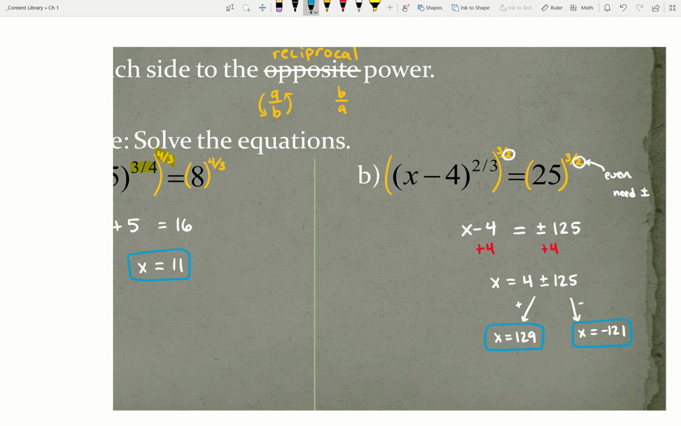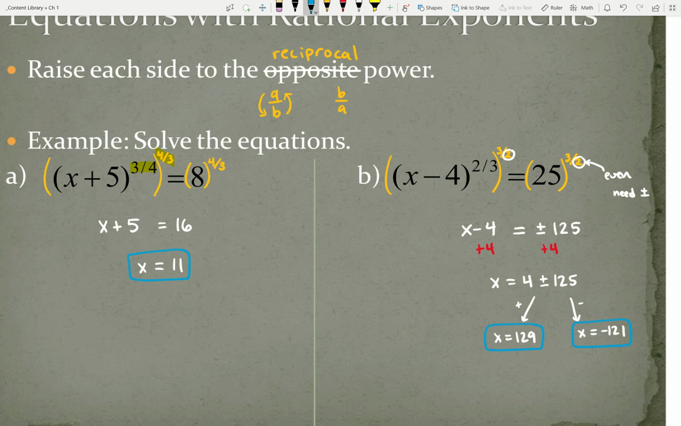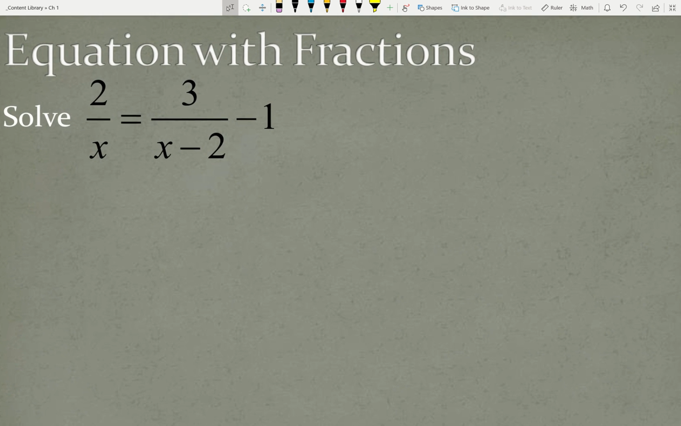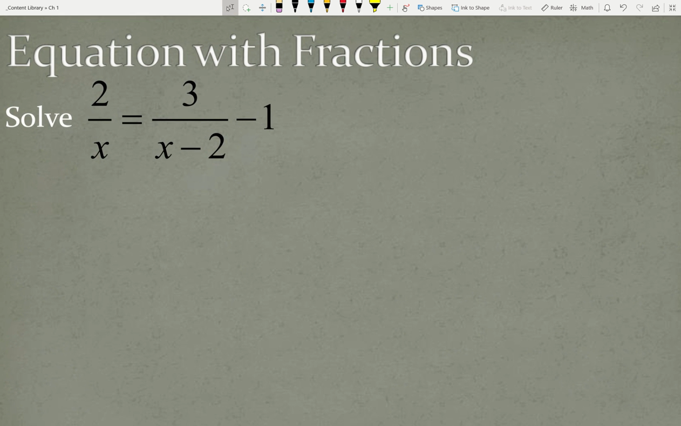Okay, so when you have a rational equation, it's very simple to do. You just want to go ahead and raise both sides to the reciprocal power, and then if the denominator of the power you're raising to is even, just remember that plus or minus out front. The next type of equation is equations with fractions in it, or in other words, rational expressions.